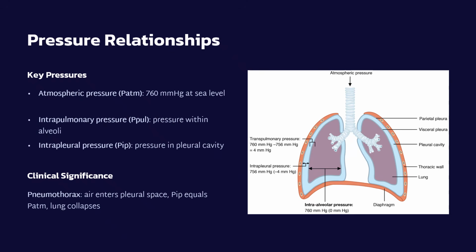So your intrapleural pressure is the pressure in the pleural cavity around the lungs and is normally always slightly negative compared to your atmospheric and intrapulmonary pressure, which keeps the lungs expanded. If it becomes equal to your atmospheric pressure, then we will have your pneumothorax, wherein the lung collapses and air enters your pleural space.